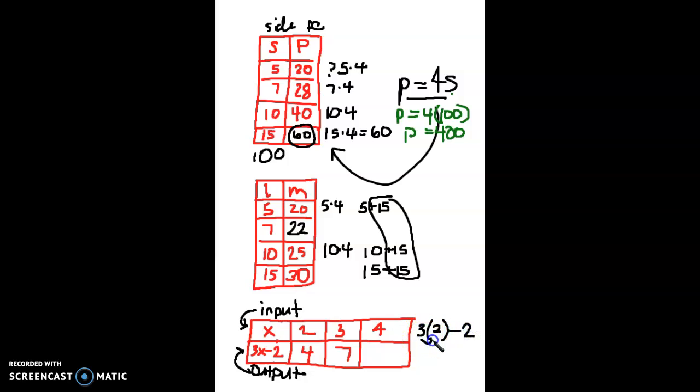3 times 2 is 6. 6 minus 2 is 4. Does that check out there? Yes. I'm going to go ahead and erase this. We're going to do it again. Let's try this right here. Let's put 3 where x is. We're going to replace our variable with the value. 3 times 3 is 9. 9 minus 2 is 7. So check, that works out.